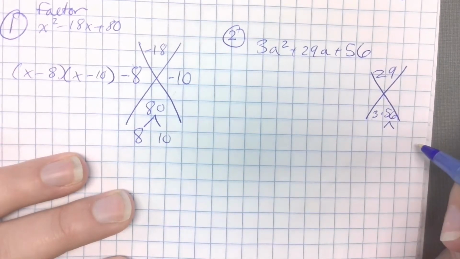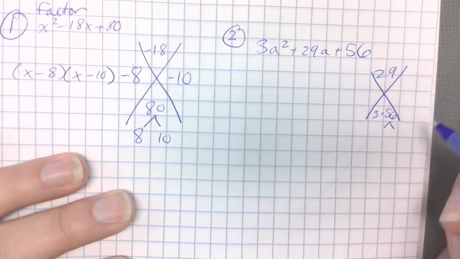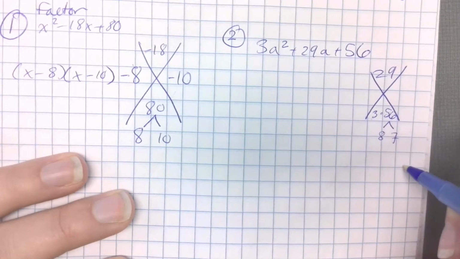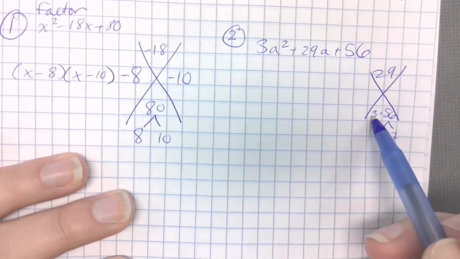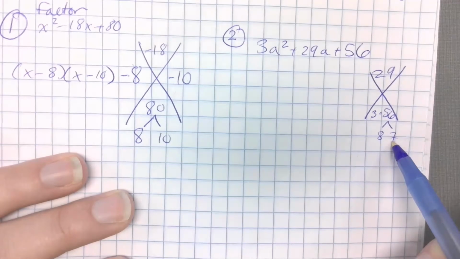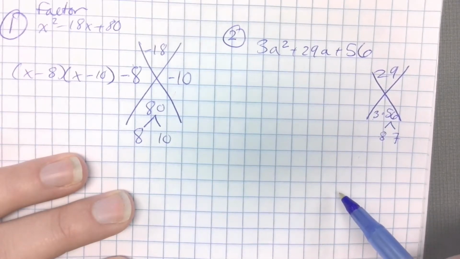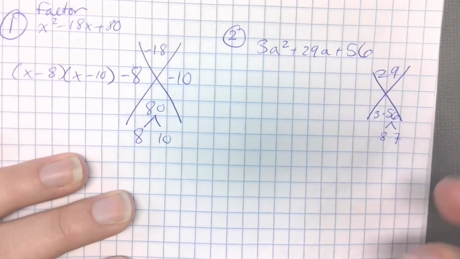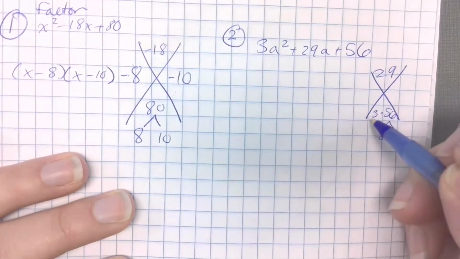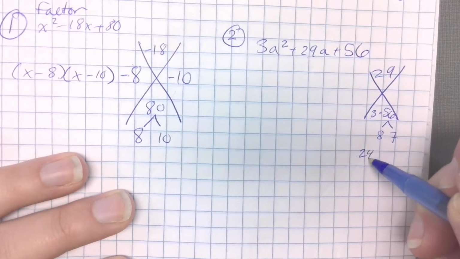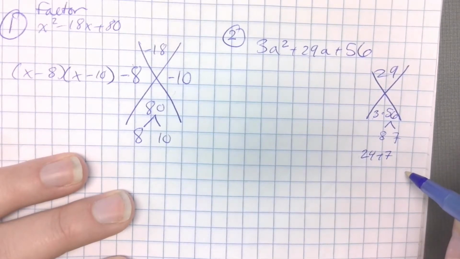What are 2 numbers that multiply to 56? 7 and 8. Okay. If I put 3 with the 7, I would have 21. If I put 3 with the 8, I would have 24. Which one do you think is going to get us closer? If I did 3 with the 8, that would be 24 plus 7. Is that going to get us to 29?